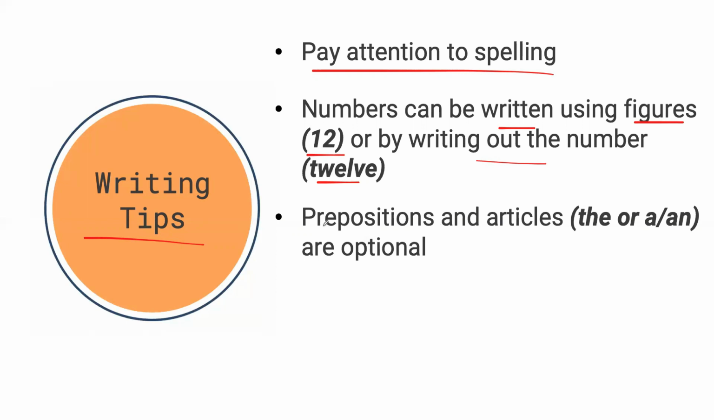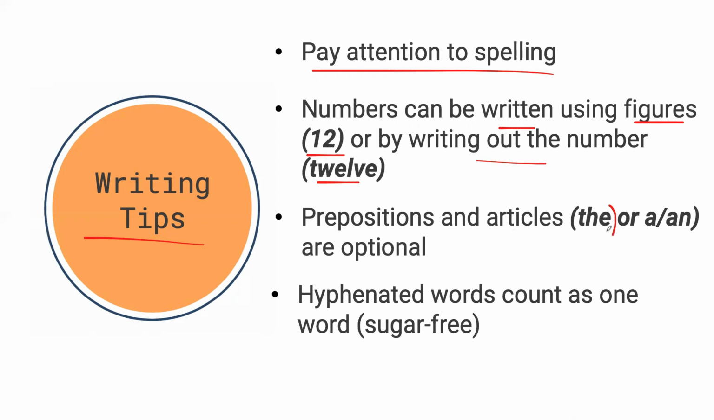Now, depending on your question type, prepositions and articles are optional. This means if they fit within the word count, you can use them, but they'll usually appear in parentheses like this when you're looking at your answer key because they are considered optional. They don't really make a difference in the main point, in the main answer. Then when we look at hyphenated words, remember that these count as 1 word. So if you're looking at something like sugar-free, even though you have 2 words here, it's joined together by a hyphen, and that makes it 1 word. This is a very typical mistake that I see.